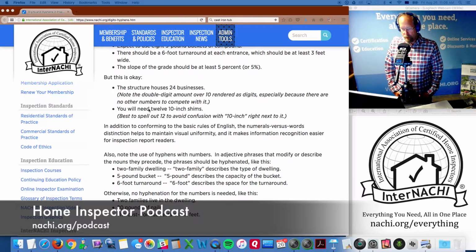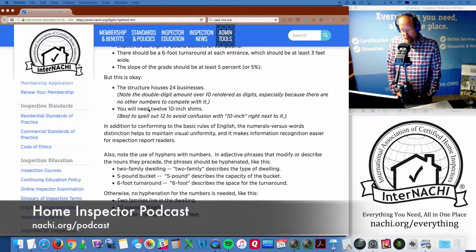In addition to conforming to the basic rules of English, the numerals versus words distinction helps to maintain visual uniformity in your inspection reports, and it makes information recognition easier for your readers.